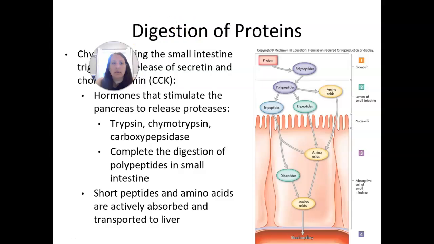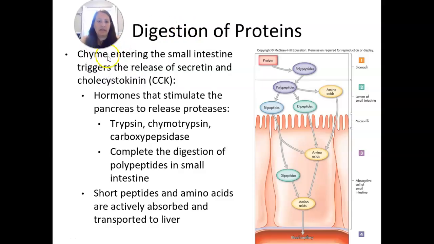Let's just talk a little bit more about the small intestine. So chyme, right? So remember, food in the stomach is turned into this soupy mixture that we call chyme. And chyme, again, is going to enter into the duodenum, the first part of the small intestine. That's going to trigger the release of a couple of hormones, secretin and cholecystokinin, CCK for short. Those will get released, okay?